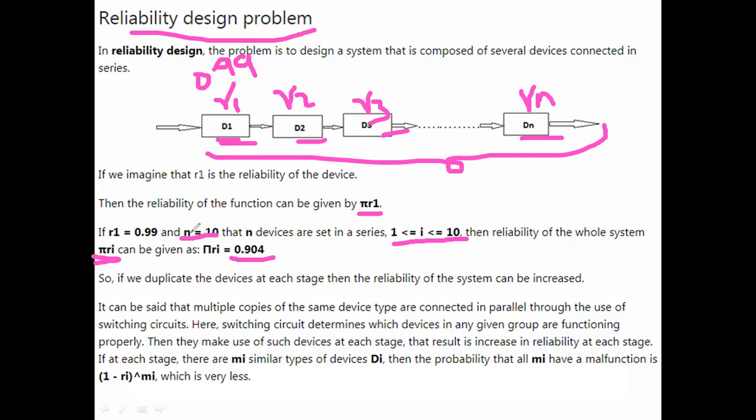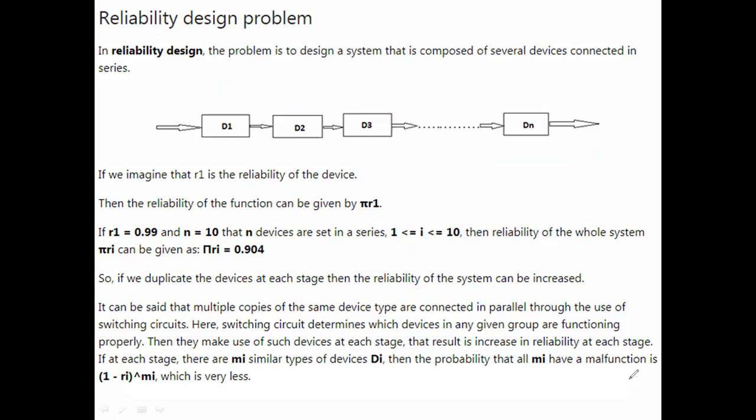If we duplicate the devices at each stage, then the reliability of the system may be increased. So multiple copies of the same device are connected in parallel. Parallel means what? This is D1. How many D1s are connected? Here D1 and a copy of D1 we have to make. And D2 and a copy of D2.